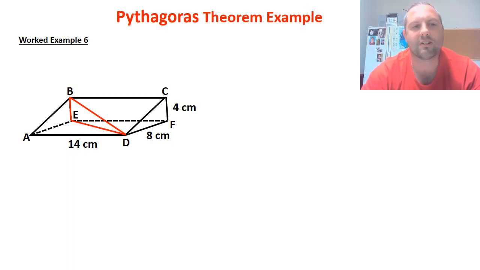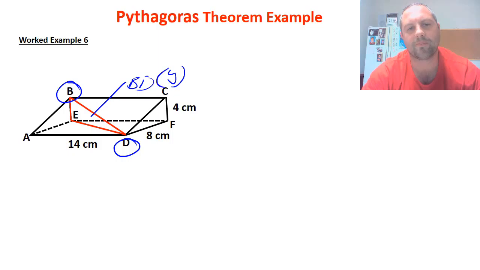In worked example 6, it talks about an ant that's walking down the slope of a piece of cheese. It's walking from corner B down to corner D. So we're going to label that side BD. This is your Y. Now in this case we don't know what our X is, and we need to find that X in order to find our BD. So we're going to break it down.